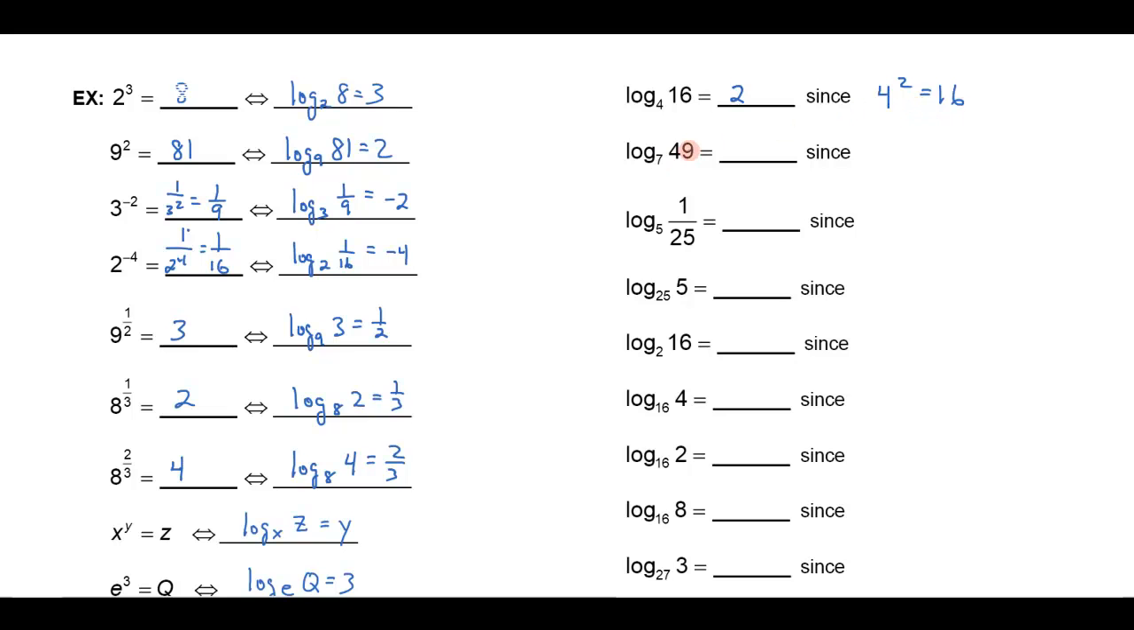The log base 7 of 49, that's looking for the exponent I raise 7 to get 49. That's also 2, because 7 to the second power is 49. If I say, what's the log base 5 of 1/25th, then I have to find the exponent that I would raise 5 to get 1 over 5 squared. Well, that's a negative 2, right? Because 5 to the negative 2 power is 1/25th.